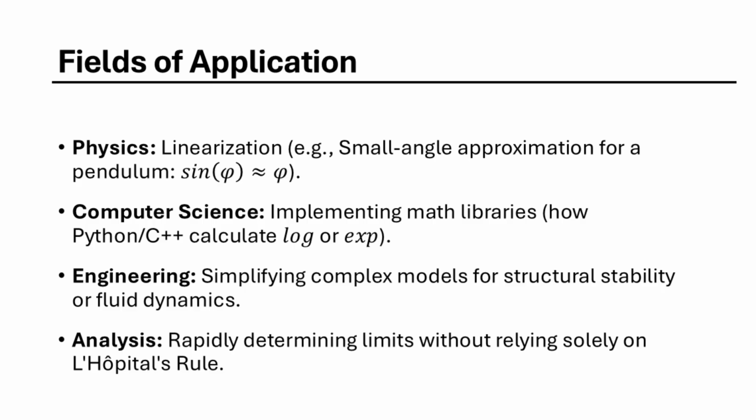Second, computer science. Computers can't draw a sine wave, they only know how to add and multiply. Taylor polynomials let software calculate complex functions to whatever precision we need. Finally, it's a lifesaver for determining limits. Sometimes Taylor expansion is much faster than L'Hopital's rule for seeing exactly where a fraction is heading.